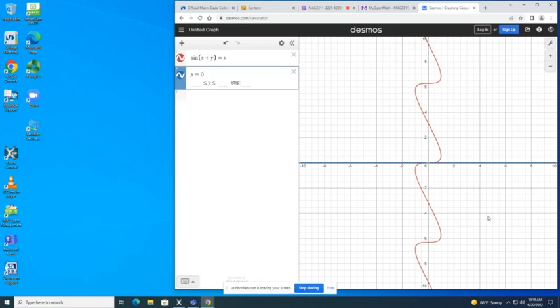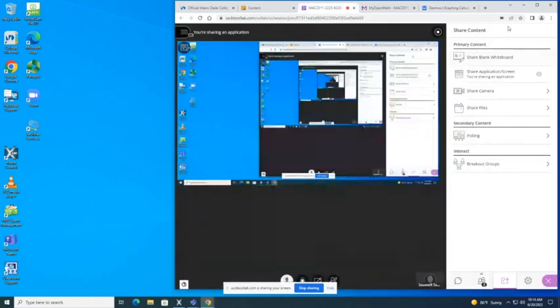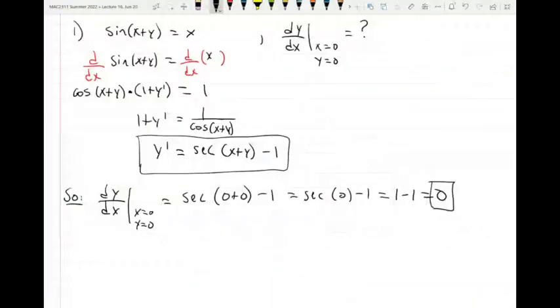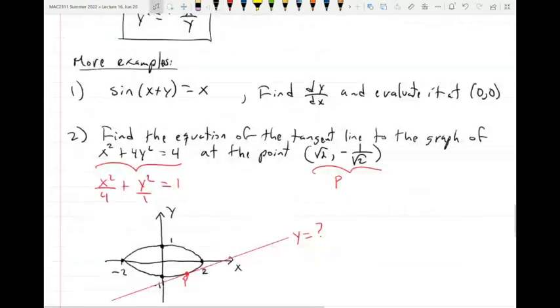Again, you don't need to know what the graph is, but after the fact, we can do this to really visualize what we just did. Let's continue. Okay, so that was number 1. Questions? Right? So now let's do number 2.